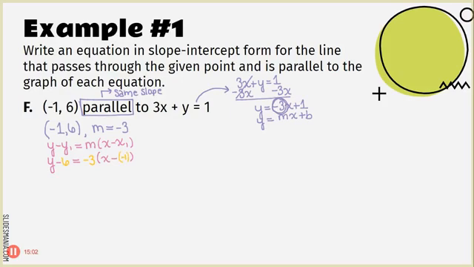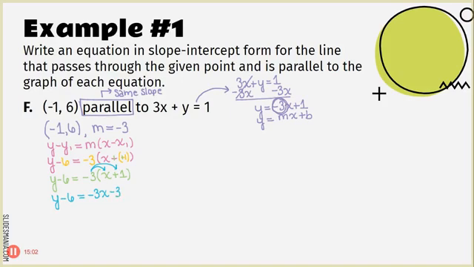We do have a minus a negative, so we do need to rewrite that as plus a positive. So our equation now is going to say y minus 6 equals negative 3 times x plus 1. And then our last step is to always write this in slope-intercept form. So we have to distribute. I'm going to be distributing a negative 3. So negative 3 times x would be negative 3x, and negative 3 times a positive 1 would be negative 3.